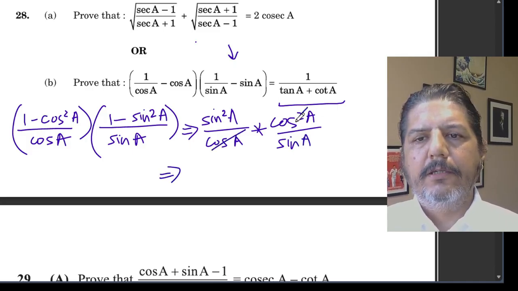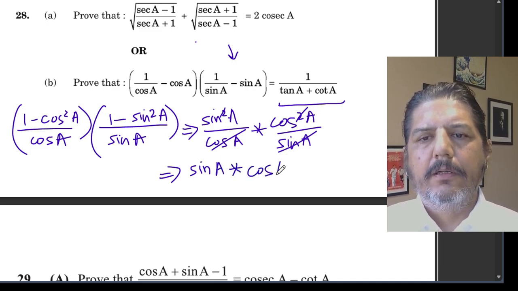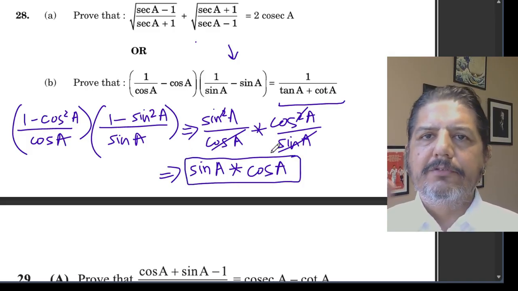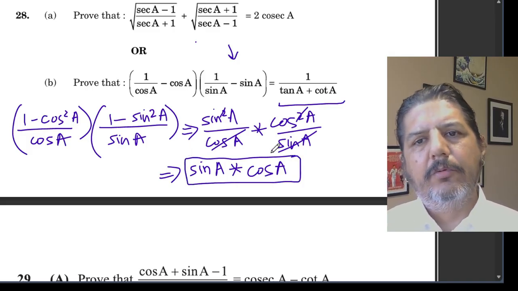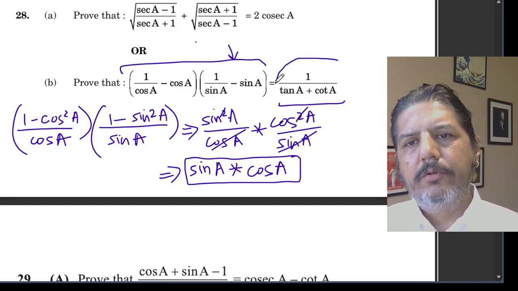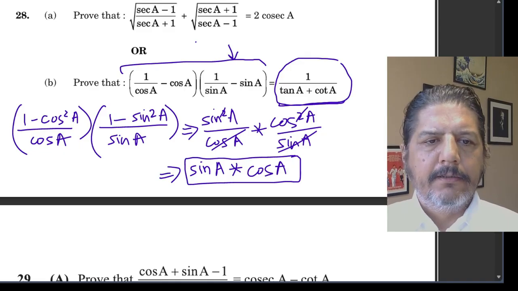So cos⁴A and cos⁴A will cancel. Sin⁴A and sin⁴A will cancel. This will be equal to sin⁴A multiplied by cos⁴A. So this is what my left hand side of the identity is equal to. So I have reached here, but I need to reach here. So let me take the right hand side.